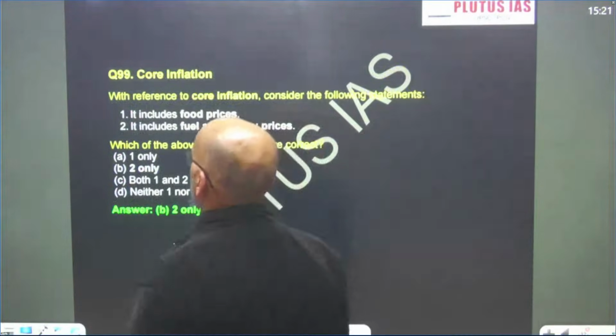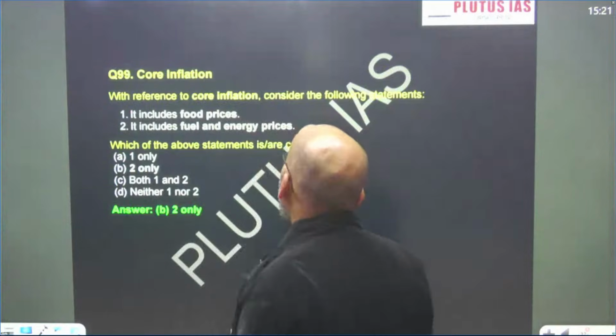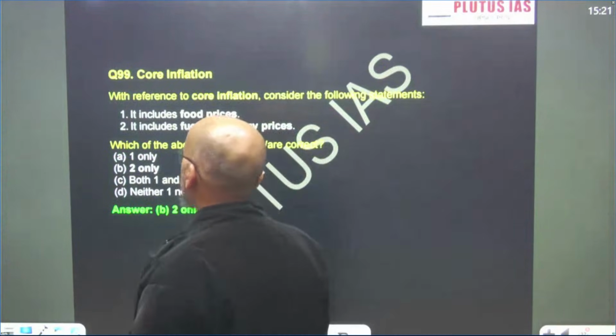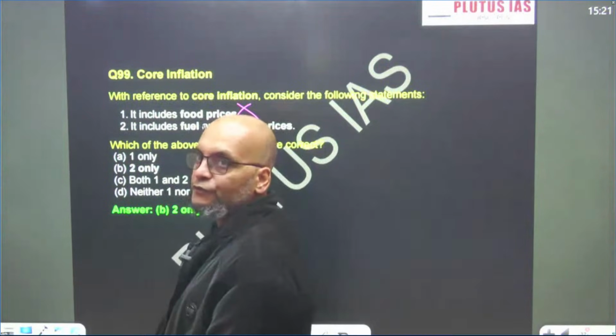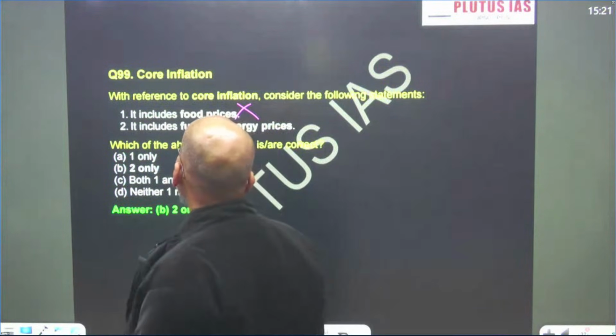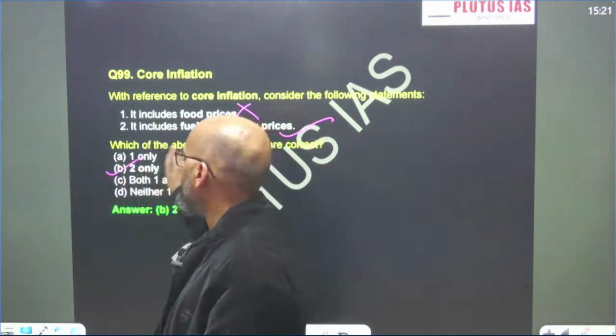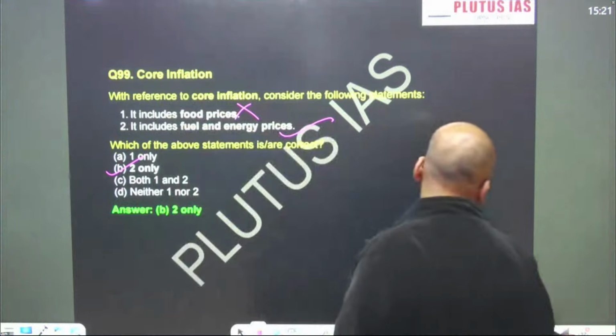99, core inflation. With reference to core inflation, consider the following statements. It includes food prices. No, core inflation does not include food prices. It includes fuel and energy prices. Yes, it does. So statement 2 only is correct. That is option B. Okay.